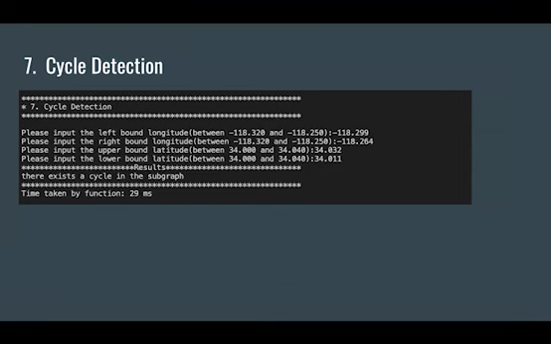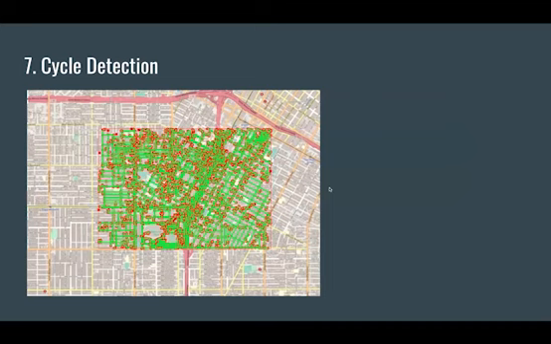Hello, my name is Xinlei, and I'm going to present the rest of the project. For item 7, we made a cycle detection for the TrojanMap, and we gave a sample input, and within the given bounds, there is a cycle inside of the bounds.